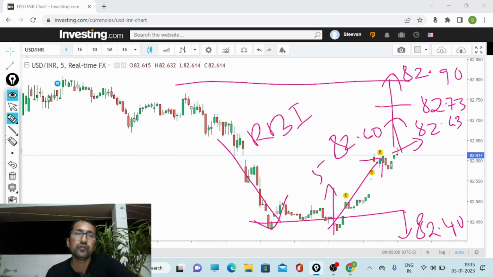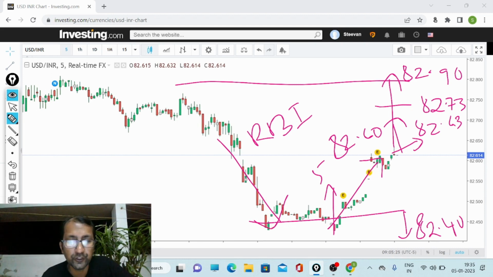So tomorrow, what you must trade? If it sustains above 82.6, then you can go for a target of 82.90. If it is trading below 82.50, then you can sell it for a first target of 82.40. But if it breaks 82.40, then we can have much lower levels.